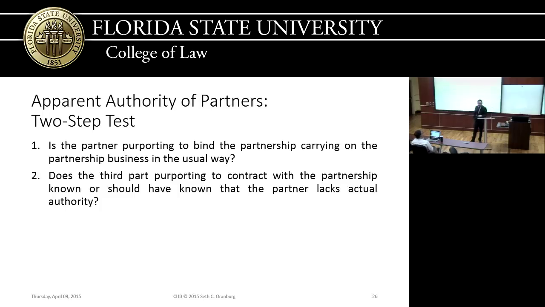But if the person is doing something a little bit unusual, that puts you on notice that you need to inquire further. And then, does the third party purporting to contract with the partnership know or should have known the partner lacks actual authority? So it's a little bit like a burden-shifting kind of idea. So you want to go through these two exercises. But remember that if the act is extraordinary or involves a sale of the business, and there are some statutory items that we will cover, those would not be authorized acts and they will not bind the partnership.